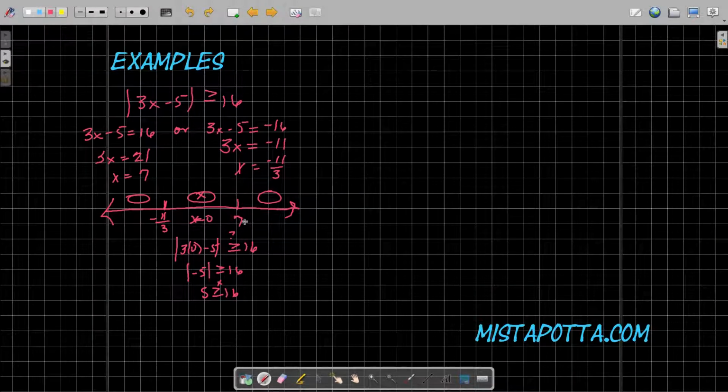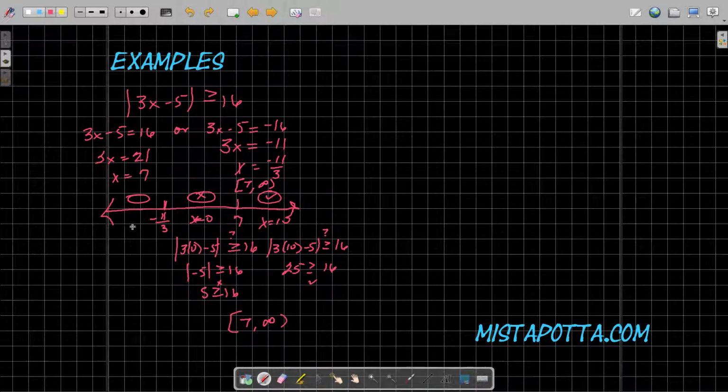I need a number that's bigger than 7, so let's test x equals 10, see how that works. So I've got the absolute value of 3 times 10 minus 5. And I want to know, is this bigger than or equal to 16? Well, 3 times 10 is 30, minus 5 is 25. Is 25 greater than or equal to 16? Well, yeah, it is. And so because this is true, I know that from 7 to infinity is going to be part of my solution.